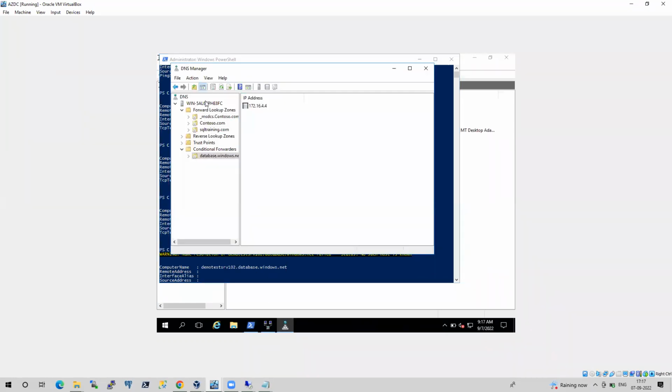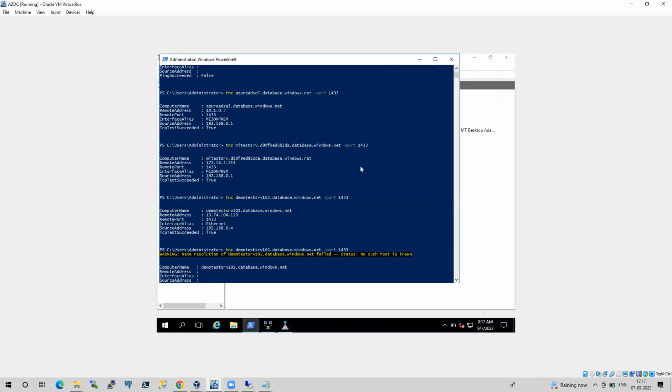This is my DNS, guys. So I have my own DNS here. Even though I have my own DNS on premises, still I am able to talk to my Azure SQLs on private endpoints. Why do you think so?